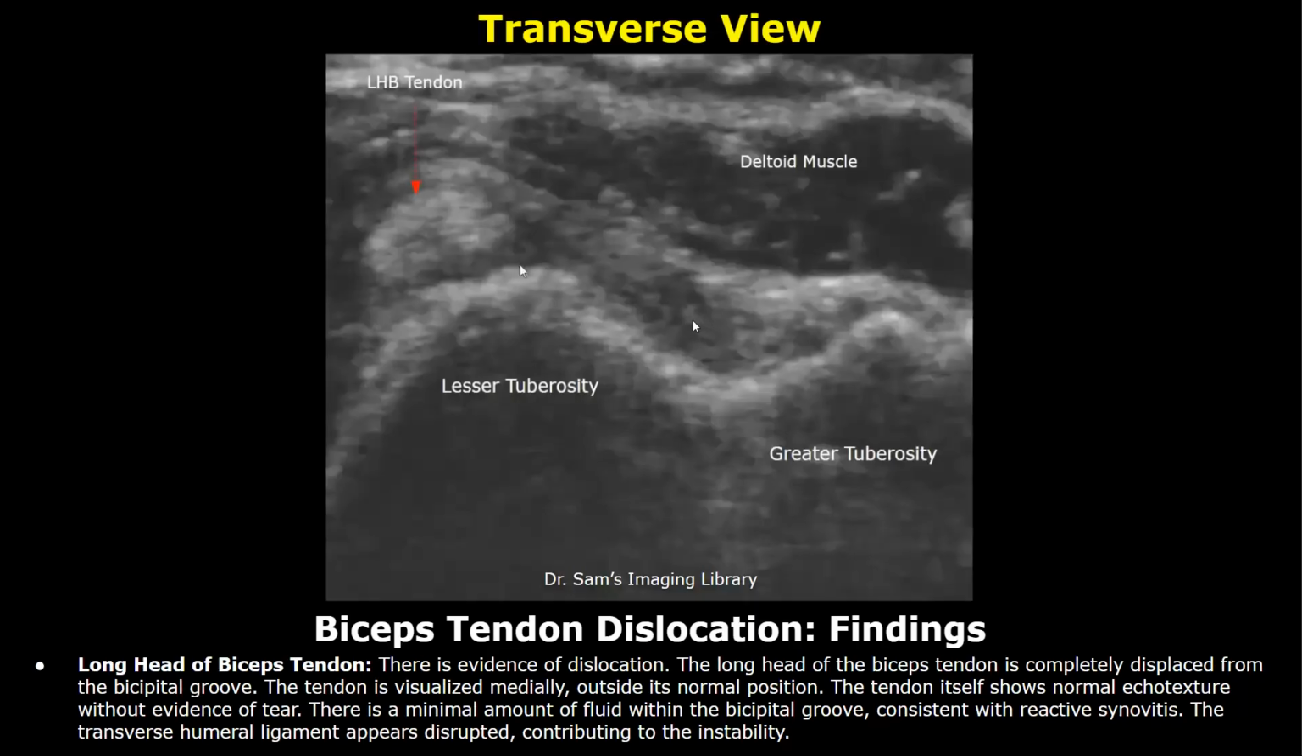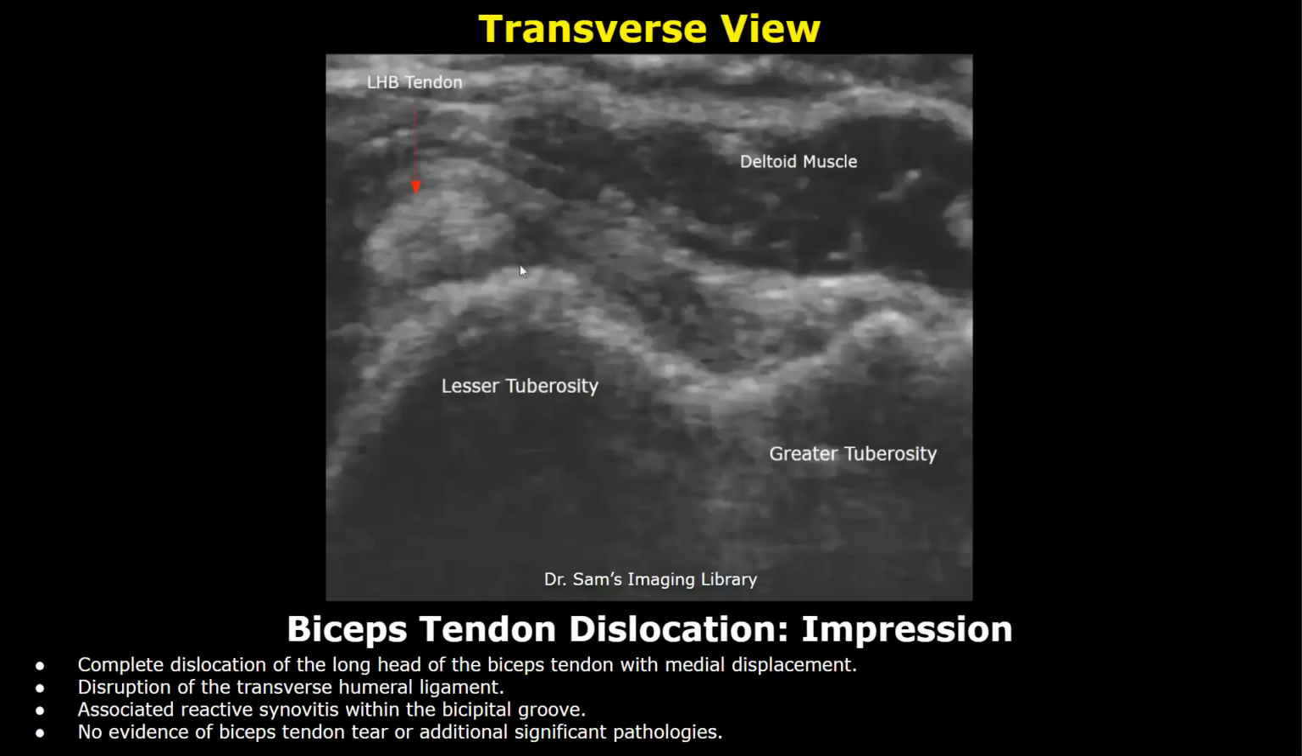The tendon itself shows normal echo texture without evidence of tear. There is a minimal amount of fluid within the bicipital groove, consistent with reactive synovitis. The transverse humeral ligament appears disrupted, contributing to the instability.